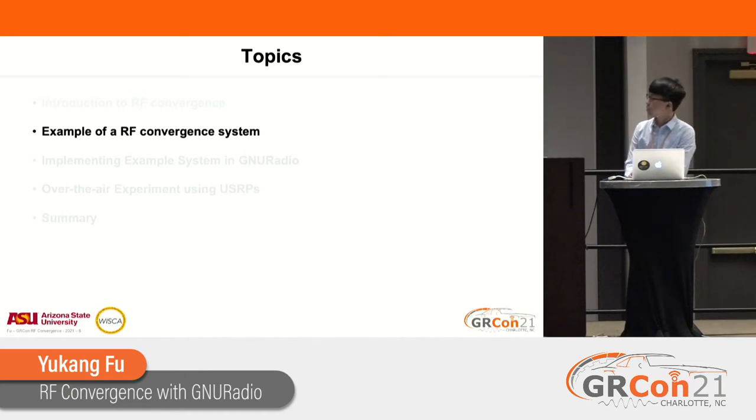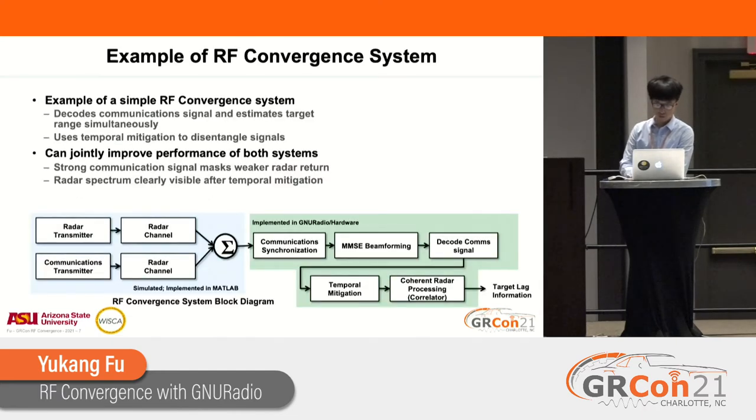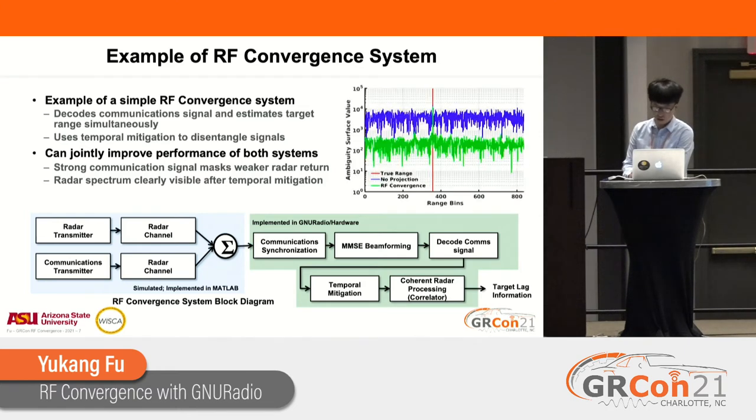Next part, I will provide an example of a simple RF convergence system. Here is the block diagram, as you can see. It decodes the communication signal and estimates target range simultaneously, and it uses temporal mitigation to disentangle signals. It can jointly improve performance of both systems. In this case, the transmitted signal consists of a strong communication signal and a weaker radar signal. So the communication signal can be decoded easily. As you can see, here's a result. The radar return with a clear peak can be easily seen after temporal mitigation.